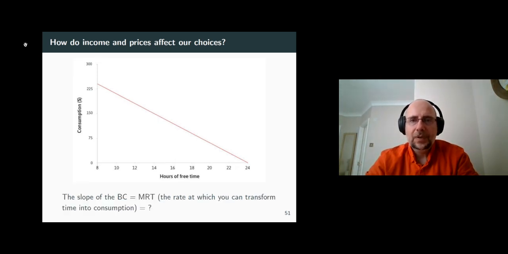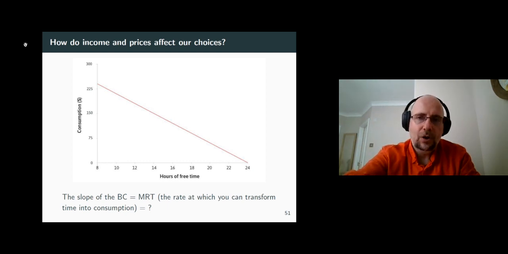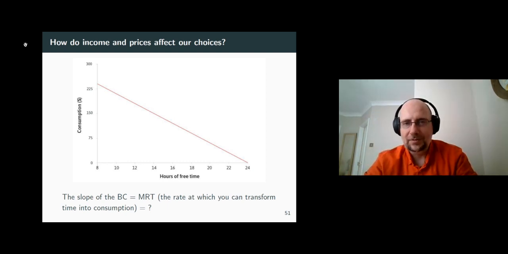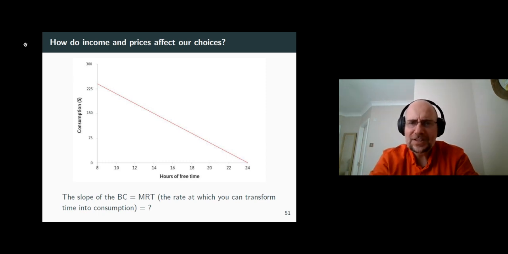Note, however, that just like any budget constraint, the budget constraint here has a slope. Do you remember how we called the slope of the feasible set before? Right? We called it the marginal rate of transformation. So this is the rate at which you need to give up one good to get a unit of the other.